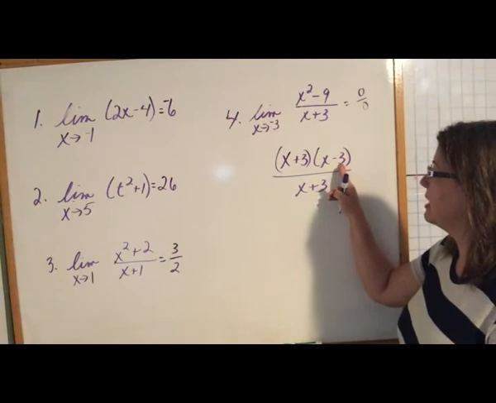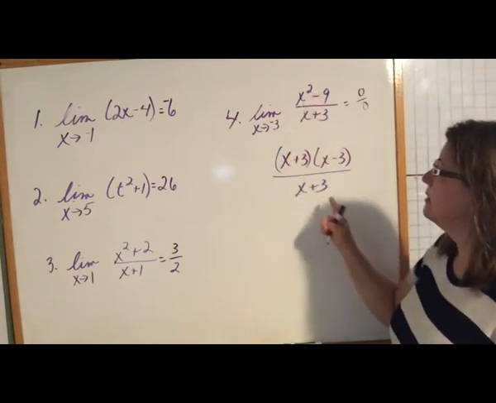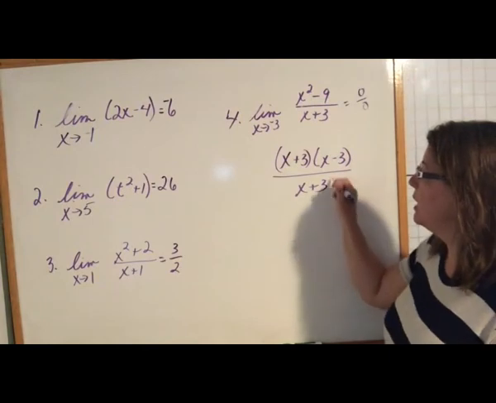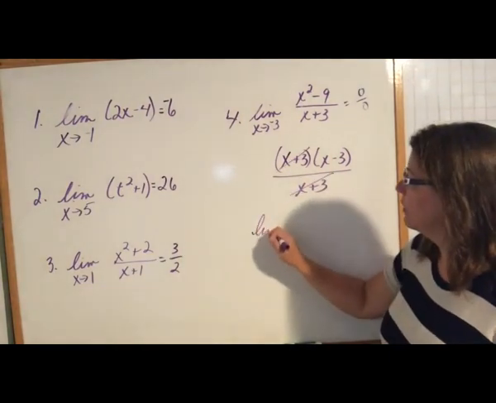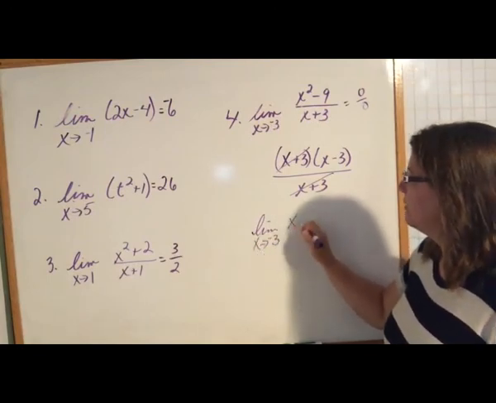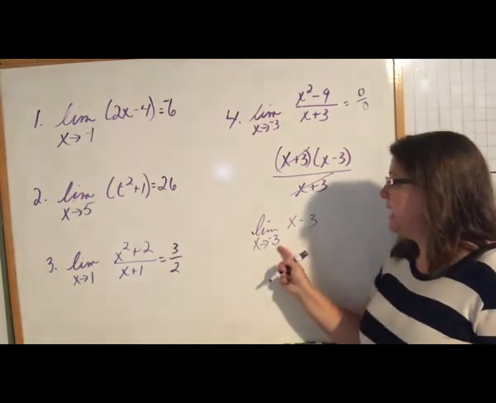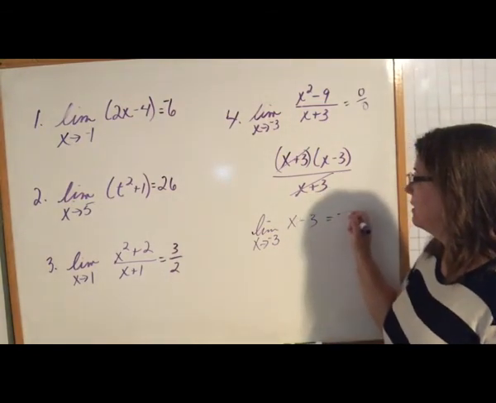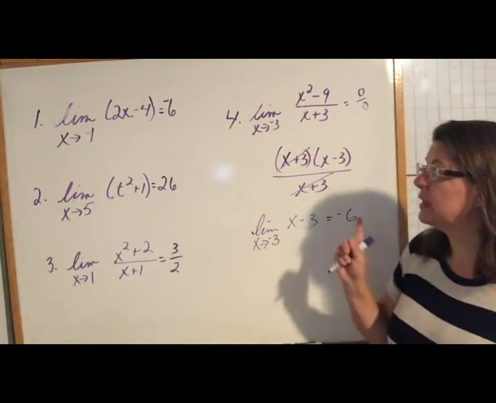x plus 3 times x minus 3, that's a difference of squares problem, and then we've got the x plus 3 on the bottom. We can then cancel the x plus 3's. So now we're looking for the limit as x approaches -3 of x minus 3. And if I do direct substitution now, -3 minus 3 is -6. So we're able to find that one doing a little bit of algebra.